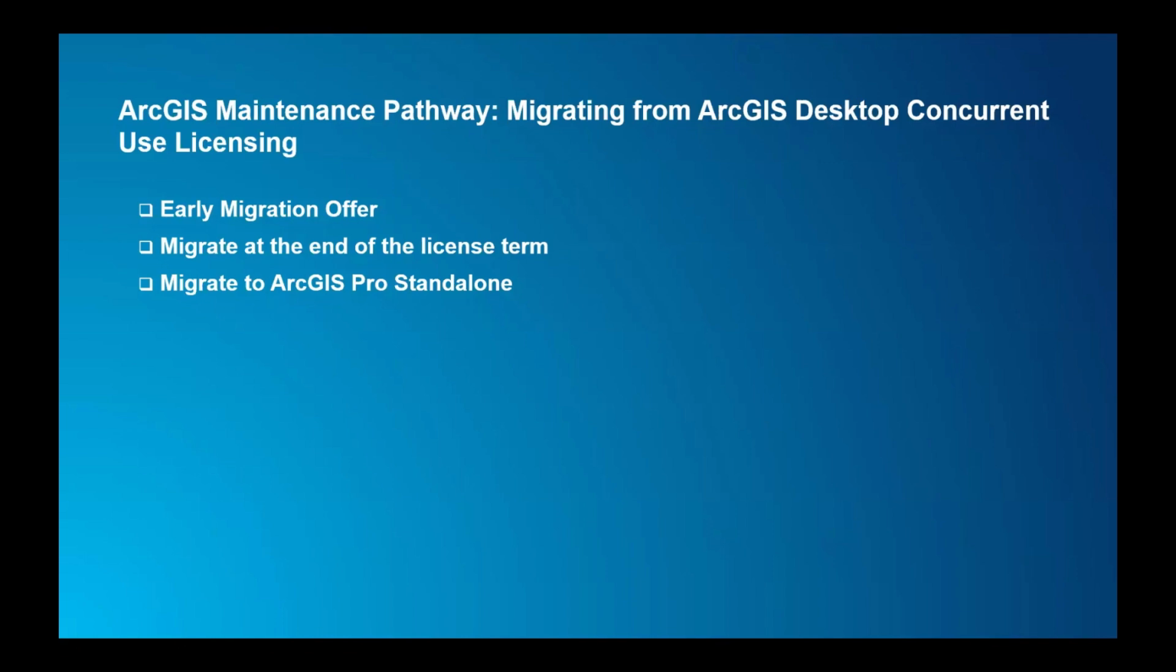Secondly, is migrating at the end of the license term. And this is done automatically when that renewal is ready to be done. And as under the single use transition, there is the option to migrate to the Pro standalone, which is the perpetual license of ArcGIS Pro. And as I mentioned, it's not connected to the ArcGIS system and doesn't have an entitlement or user type.